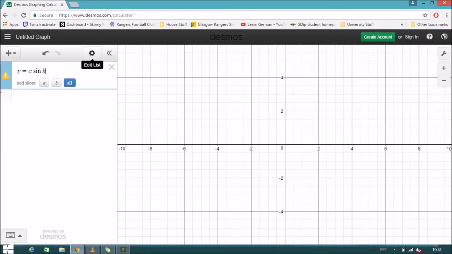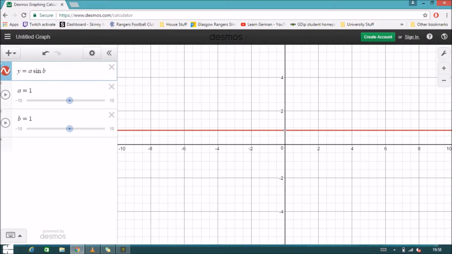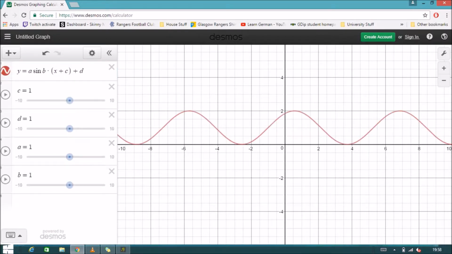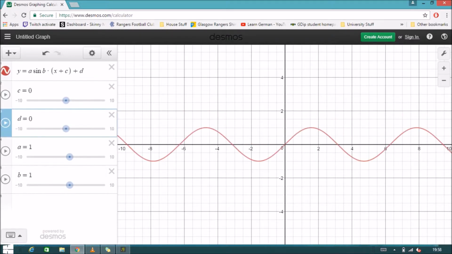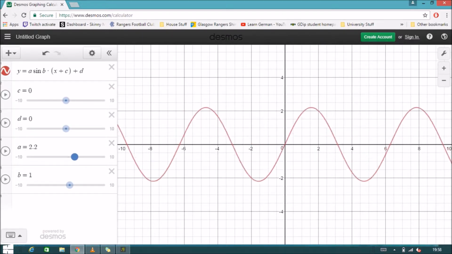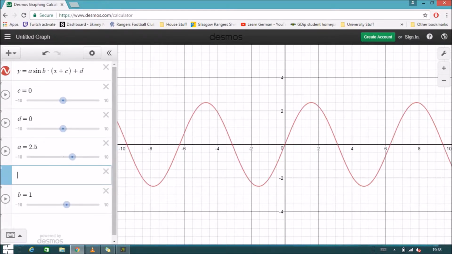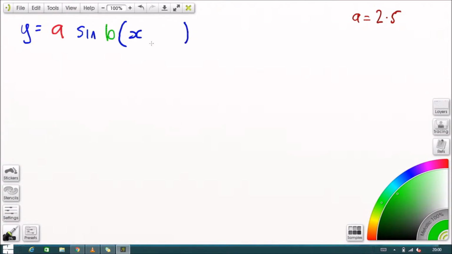Alright, so we'll just focus on plotting that part first of all. I'll just type this in to Desmos. I've got a slider there for each of them. So if we just get rid of the C and D values, that's your beginning sine graph, and if we muck around with the A value, you can see it makes it go up and down. 2.5, that there's our amplitude sorted. So A is 2.5.